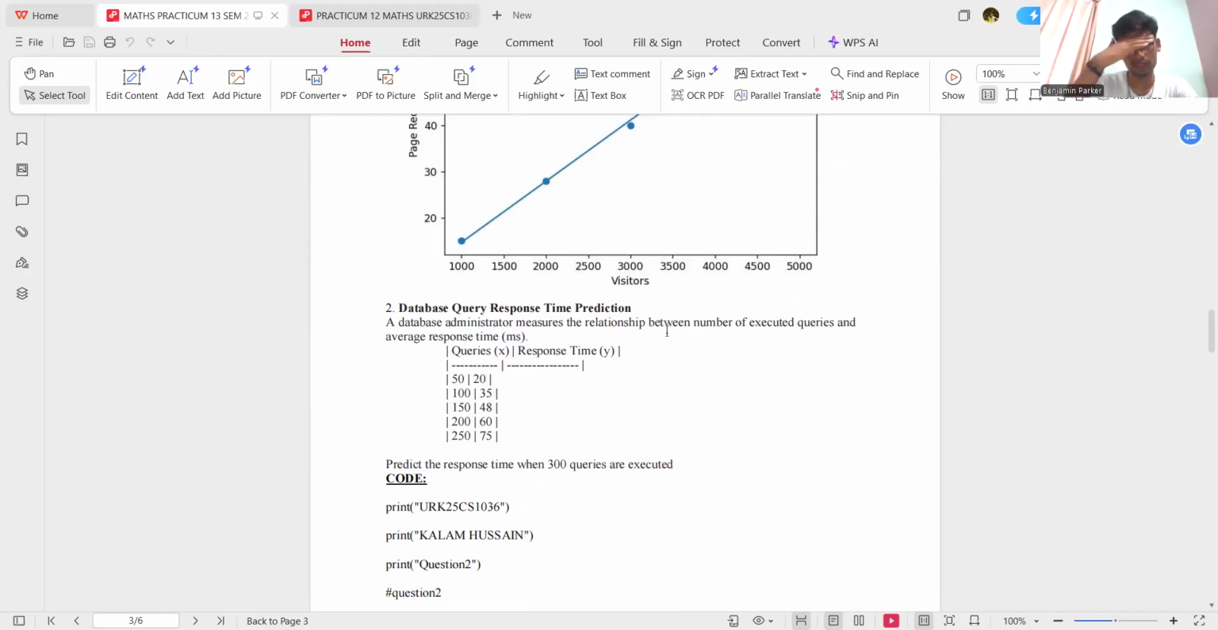And on to the second question, which is database query response time prediction. A database administrator measures the relationship between the number of executed queries and average response time. The queries are represented in X, and response time is represented in Y. And after that, we are going below. The queries are arranged like 50, 100, 150, 200, and 250. And the response times are arranged in such a way like 20, 35, 48, 60, and 75. And after that, we have to predict the response time when 300 queries are executed.